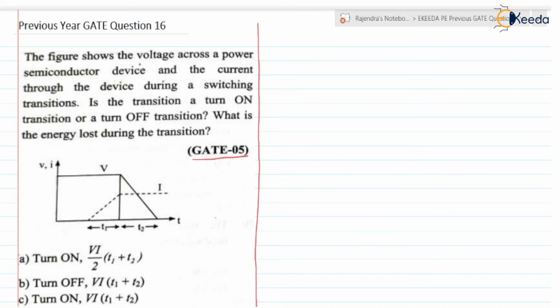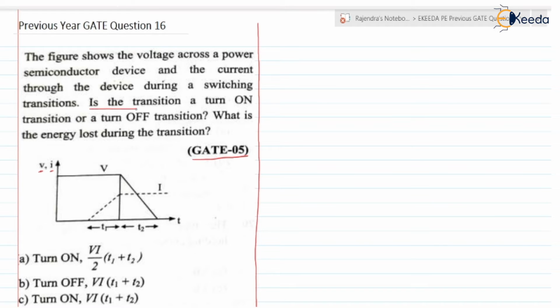The figure shows the voltage across a power semiconductor device and the current through the device during a switching transition. So here we have the voltage across the device and the current flowing through the device during a switching transition. Switching transition means either from on to off or off to on. Is the transition a turn on transition or a turn off transition?